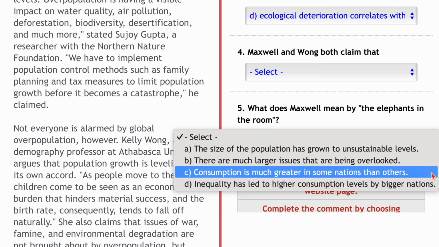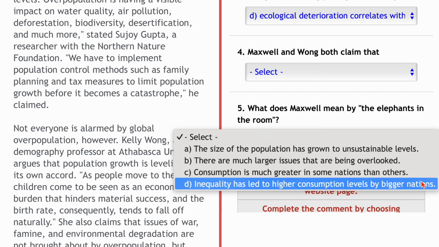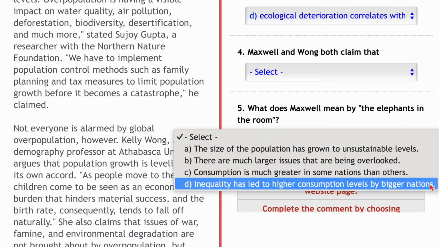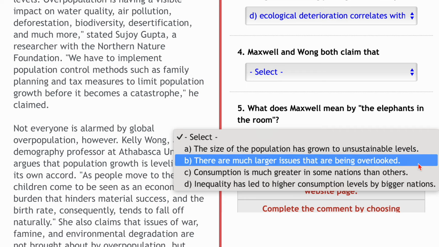Consumption is much greater in some nations than others. Inequality has led to higher consumption levels by bigger nations. All right. Well, I can see some words that connect to the elephants, right? Well, what do you think?